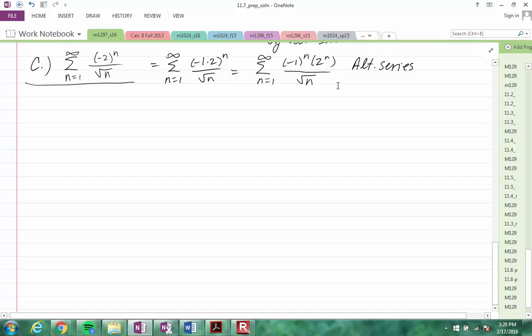If you look at that a little bit, notice that the b sub n would be 2 to the n over square root of n. 2 to the n goes to infinity faster than square root of n. So when we put those in ratio, the 2 to the n is going to win out. So this is an increasing function, it's not decreasing. The alternating series test isn't going to work.